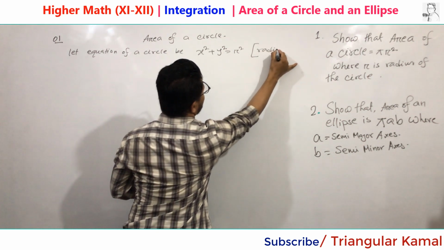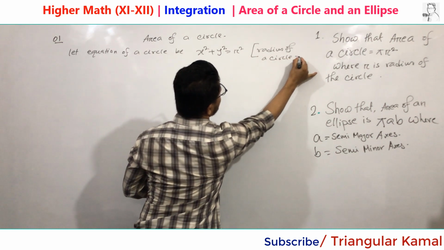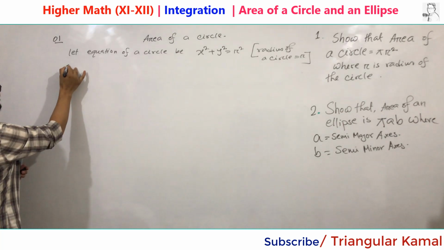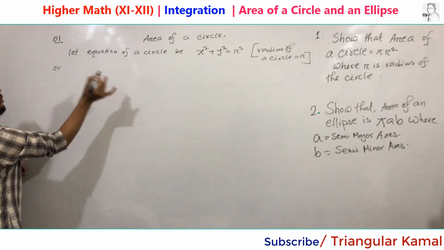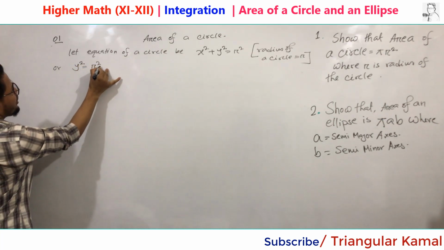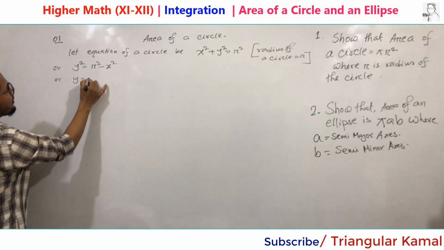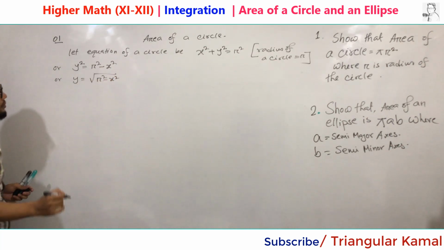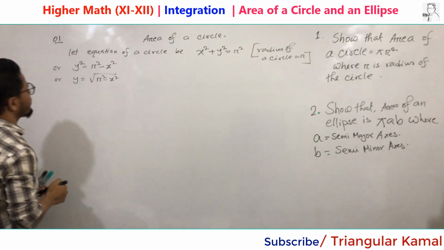This is the radius of the circle, equal r. Now we have to find the value of y square. So y square will be r square minus x square, or y will be square root of r square minus x square. By integration, we will find the area of a circle.